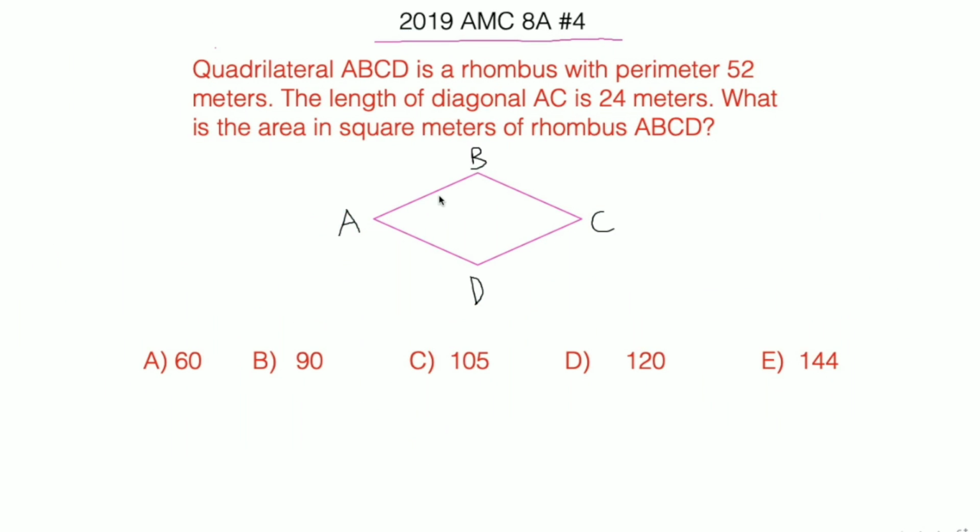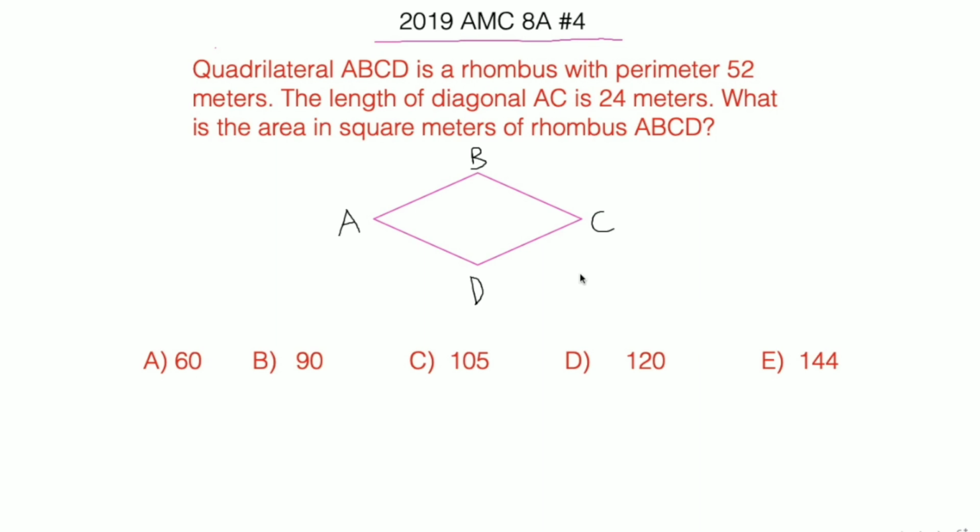Quadrilateral ABCD is a rhombus with perimeter 52 meters. The length of diagonal AC is 24 meters. What is the area in square meters of rhombus ABCD? Well, this is a problem from 2019 AMC 8A. So how do we start this?